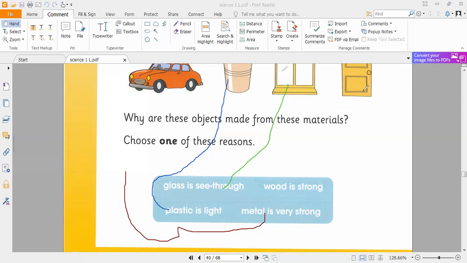Door is made of wood because wood is rough and strong. That is why we make doors with wood, because it is strong. So match the door with the wood is strong. Okay, boys, have you finished the question?